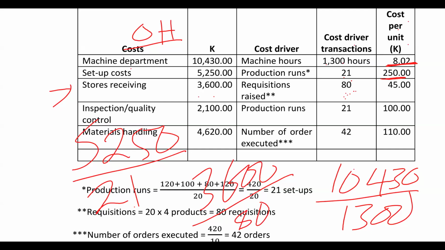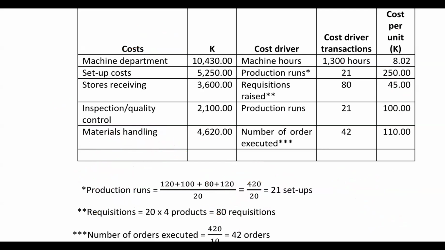Again, for inspection quality, you are just dividing by the number of production runs, because the driver is the production run. So the driver is very important when it comes to ABC costing. You need the cost driver itself. Dividing by the driver gives us 100. And finally, for material handling, the total overhead cost divided by the number of orders executed gives us 110 for each unit. And once you are done with this, the question is almost done.